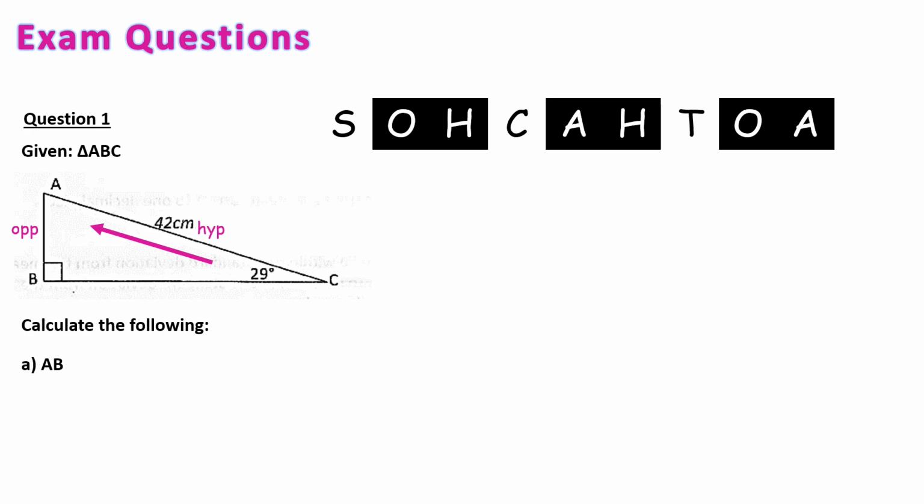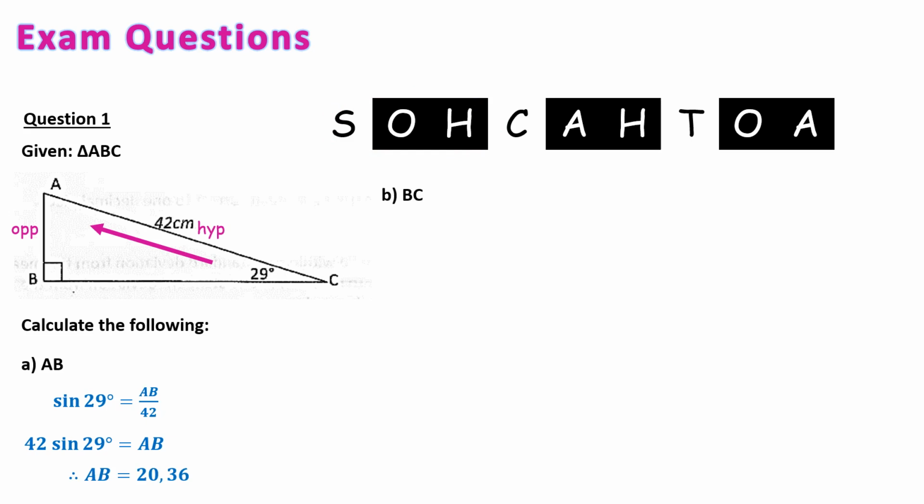So which trig function works with opposite and hypotenuse? Sine. So the sine of 29 degrees is going to be the opposite side, so AB, over the hypotenuse, which is 42. And if I want to calculate AB, I'm going to multiply 42 onto the left-hand side. So I get AB is 42 times the sine of 29 degrees. So AB is 20,36 if I round off to 2 decimal places.